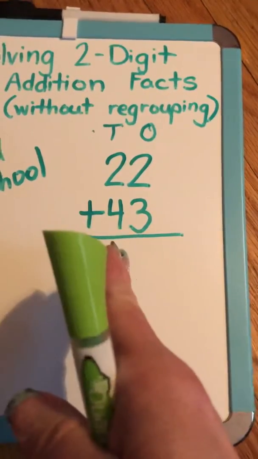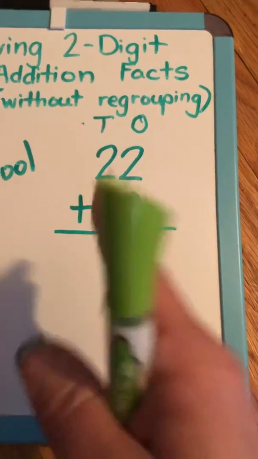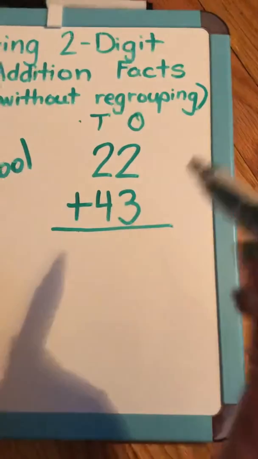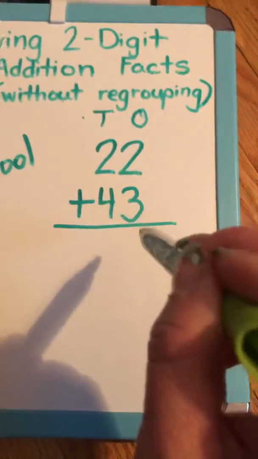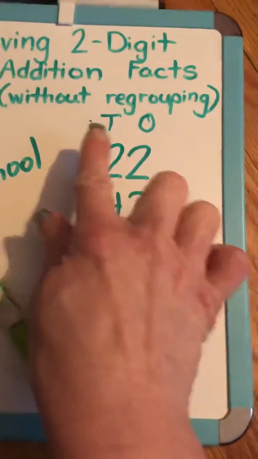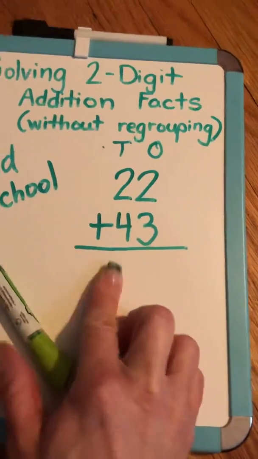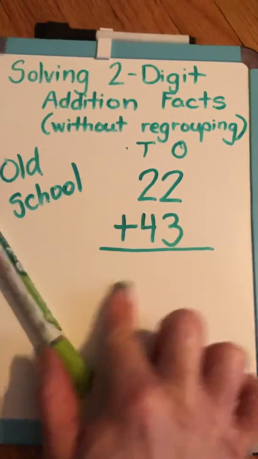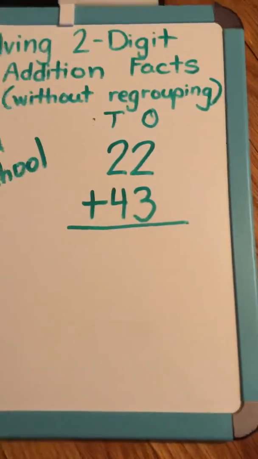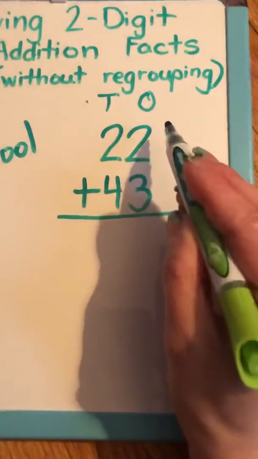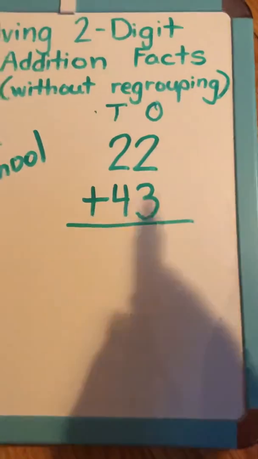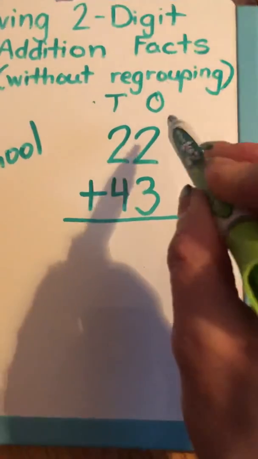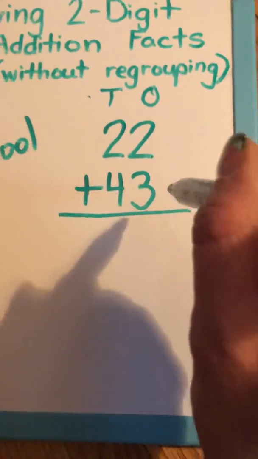When you have race cars that are driving, they might have lanes on the track. This is our ones lane, or our ones column. And this would be our tens. Anytime that you use the old school strategy for solving 2-digit addition facts, you always start with the ones first. Say that with me. Start with the ones first, the ones column or the ones lane.